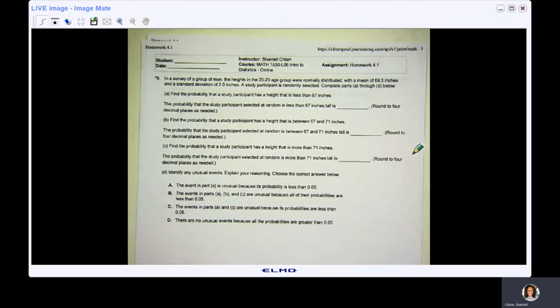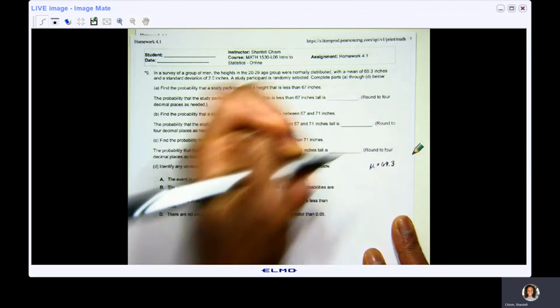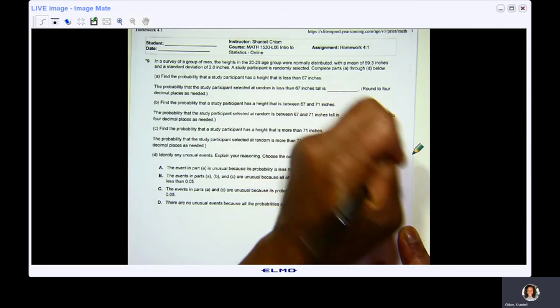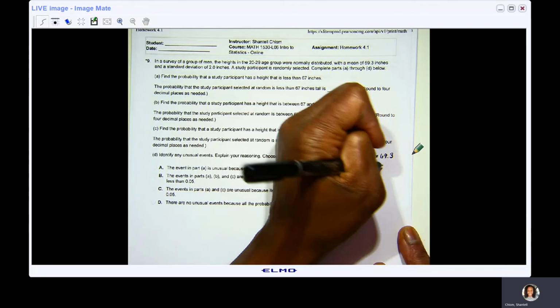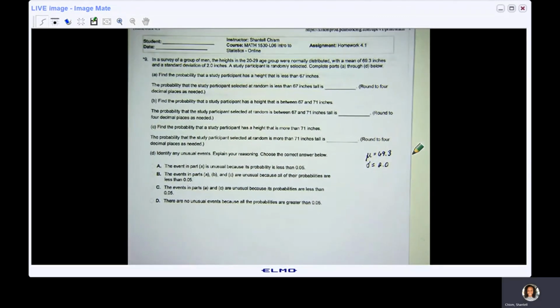So let's look at it. It says, in a survey of a group of men, the heights in the 20 to 29 age group were normally distributed with a mean of 69.3. So I'm going to put mean 69.3 and a standard deviation of 2. So standard deviation is 2.0. Okay? Now, it says a study participant, which is your X, is randomly selected. Complete parts A through D below.